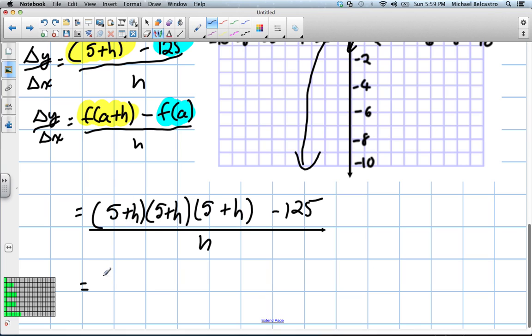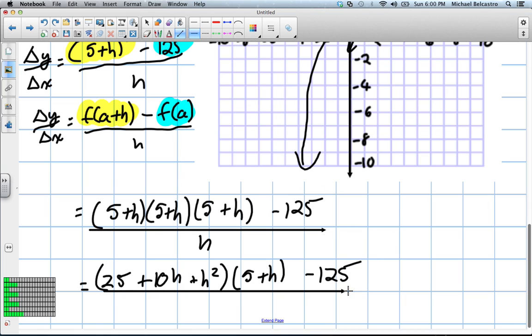So we distribute. 5 times 5 is 25. 5 times h is 5h plus 5 times h is 5h, so it's actually going to be 10h. And h times h is h squared. And then we still have to multiply it by the other one. Okay?